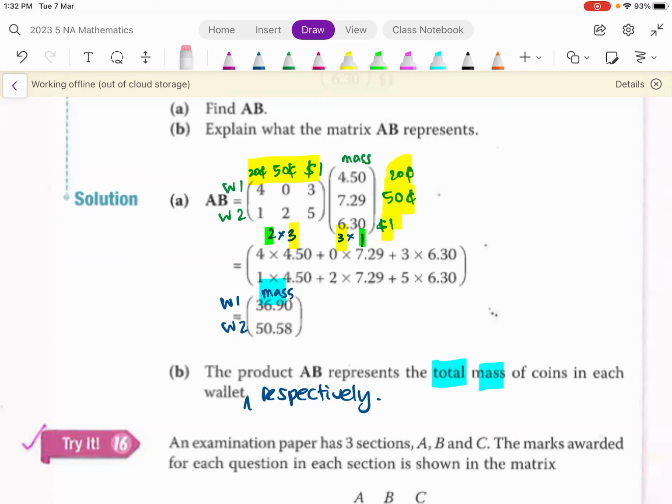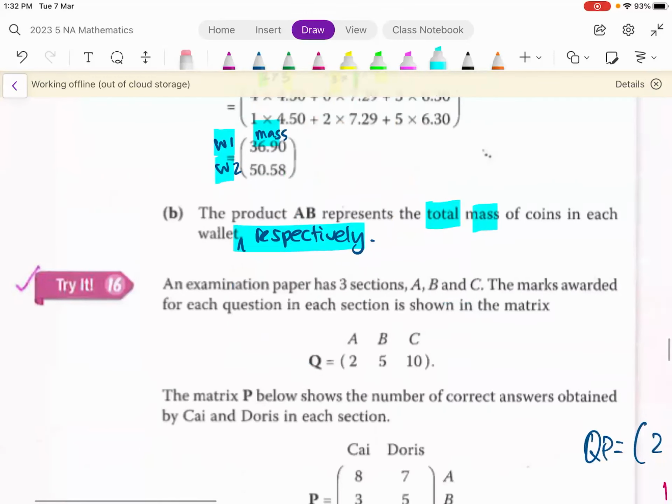Okay, so all your headers are in, the word total is in, the mass is in, the word respectively also required. So if you follow my approach of how you multiply them together, remove the common headers, the resulting headers will tell you what it represents. So in this case, the word total, because we are doing a lot of addition when you do your matrix multiplication. Okay, now you try it 6.